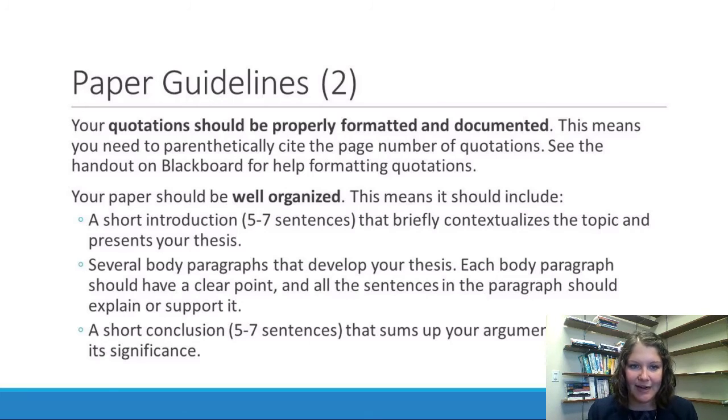And each body paragraph should have a clear point, and all the sentences in the paragraph should either explain that point or support that point. And then finally, it should have a short conclusion, again, around 5 to 7 sentences, that sums up your argument and highlights the significance.